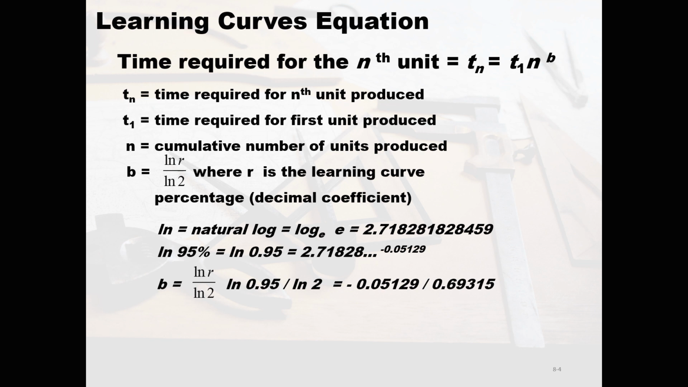0.69315. In all of these equations, the only thing that's going to change in B is your learning curve percentage. Just understand that the natural log of 2 is consistent. It's always going to be 0.69315. So in our case, we're going to raise n to B, and B is going to be a negative 0.074. That's your B for a learning curve percentage of 95%.